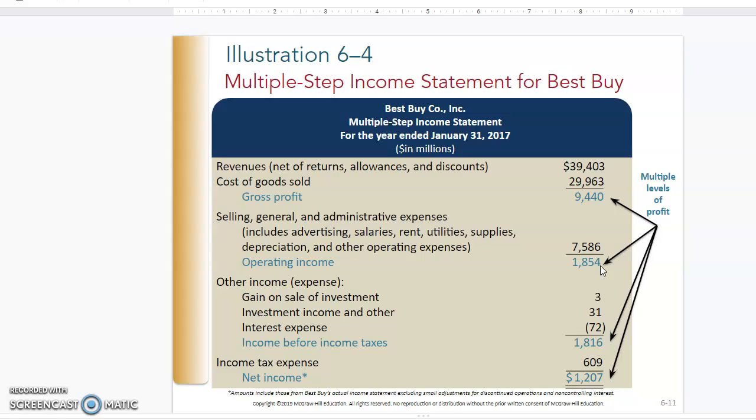And also for corporations, they have to pay their own income tax. It's its own line item. So what this does is it shows we made $1,854 from our operations. But then we had some of these other income and expenses, so that our net income before taxes was $1,816. Then we show the amount of tax that we paid to get to the net income.